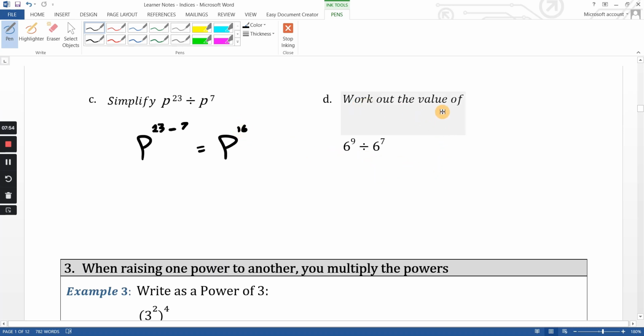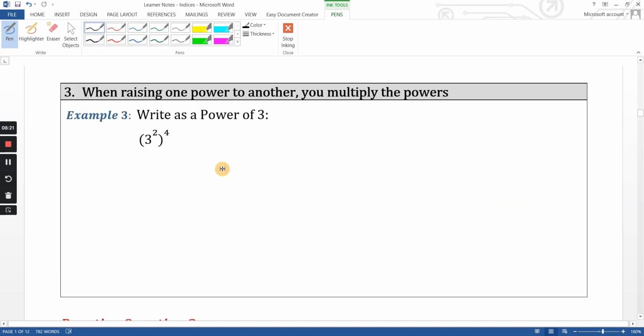And again, just be careful with this one. Work out the value of this. So let's do it as a power first. So I get 6 to the power 9 take away 7. 6 squared, which is the same as 6 times 6, which is 36. So 36 has to be your answer for that one.